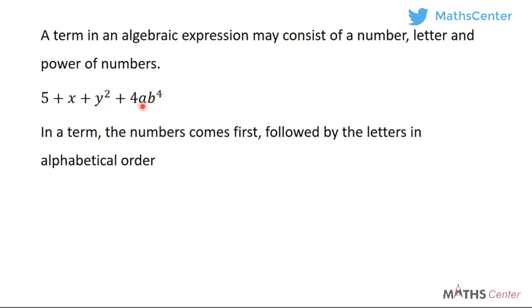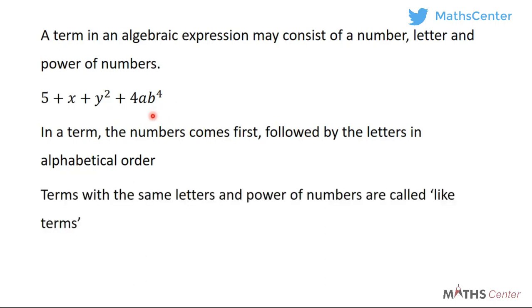So in this case, the number in the term, which is 4, must come first. Then the letters must follow in alphabetical order. So A comes before B. So we have 4ab raised to the power 4. So it is not written as 4ba raised to the power 4. Rather, it is 4ab raised to the power 4. So the numbers come first, then the letters will follow in alphabetical order.